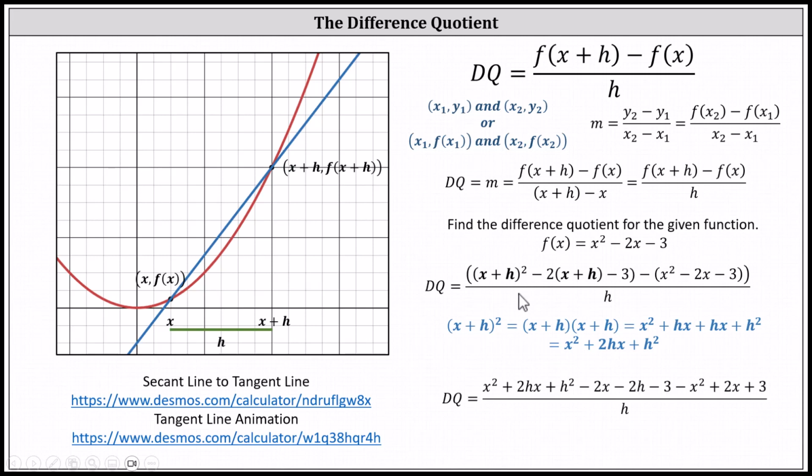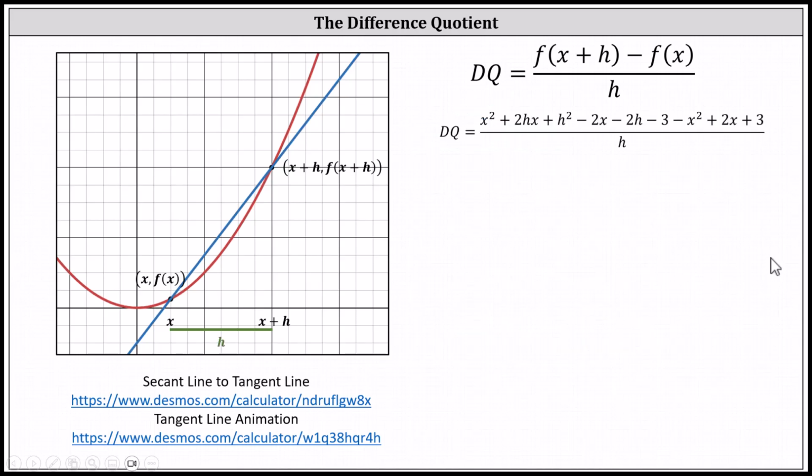And then because we have minus 2 times the quantity x plus h, we distribute negative 2. Negative 2 times x gives us minus 2x, and negative 2 times h gives us minus 2h. And we still have minus 3. And then subtracting f of x, we have minus x squared minus negative 2x simplifies to plus 2x, and then minus negative 3 simplifies to plus 3. Let's continue simplifying on the next slide.